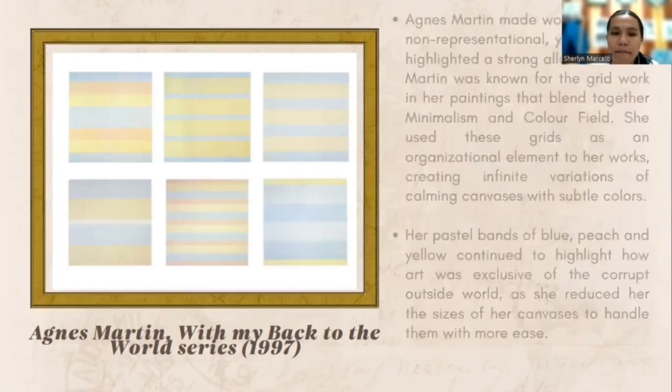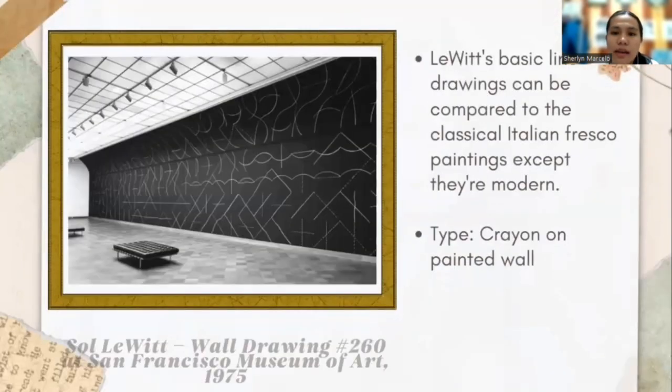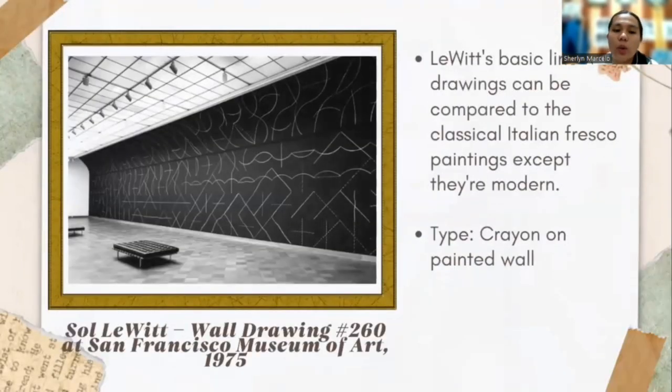So, next is Sol Lewitt wall drawing, number 260 at San Francisco Museum of Art in 1975. Lewitt's basic line drawings can be compared to the classical Italian fresco paintings, except they're modern. Type crayon on painted walls.